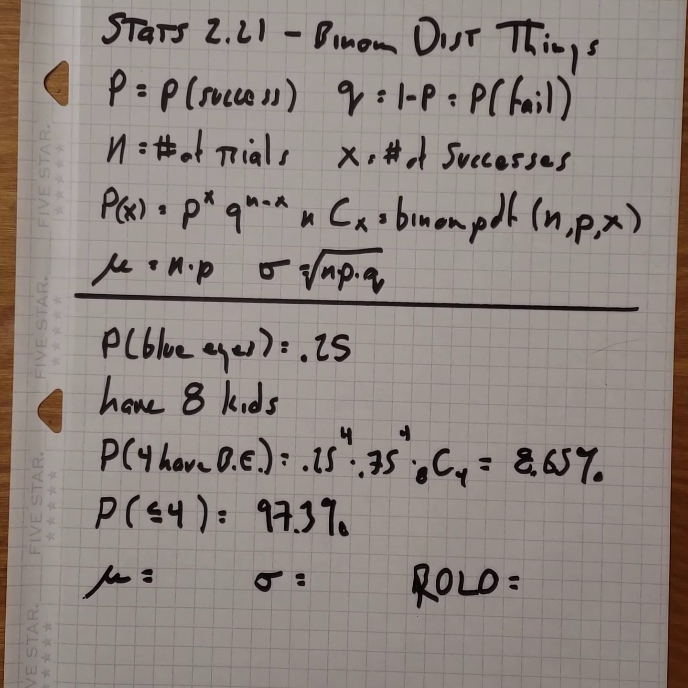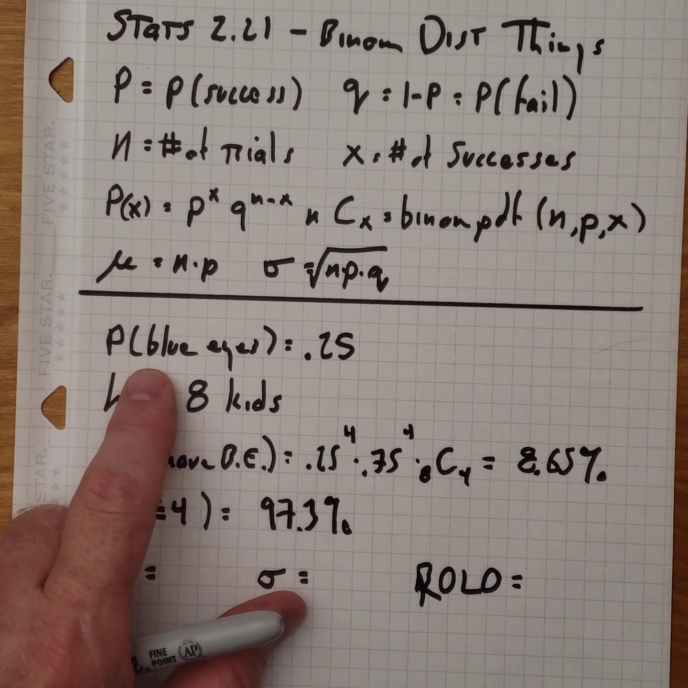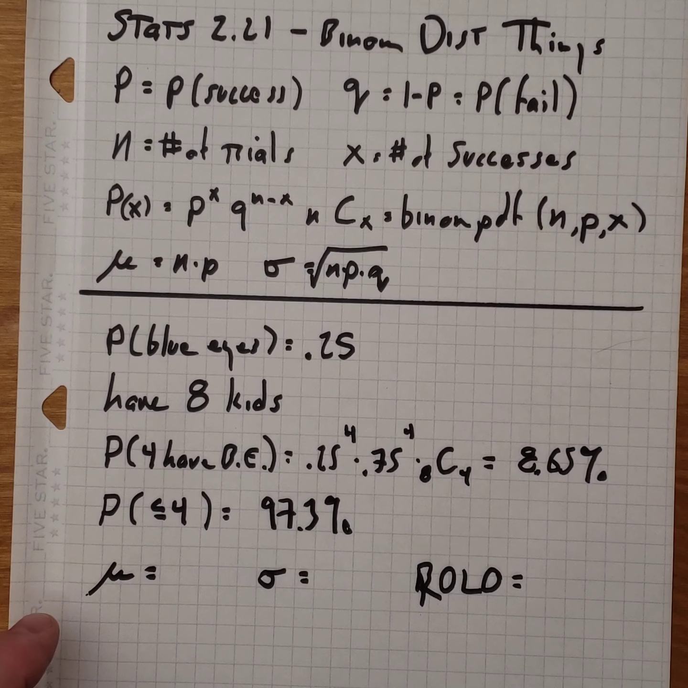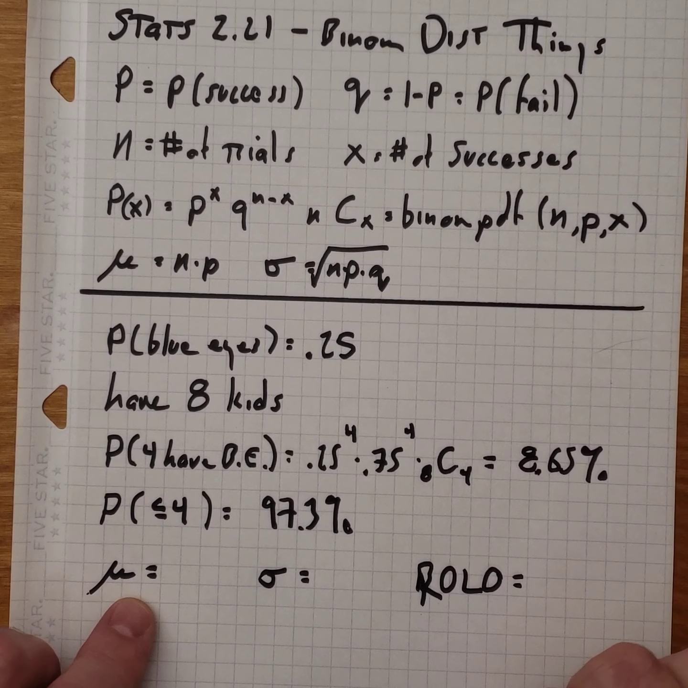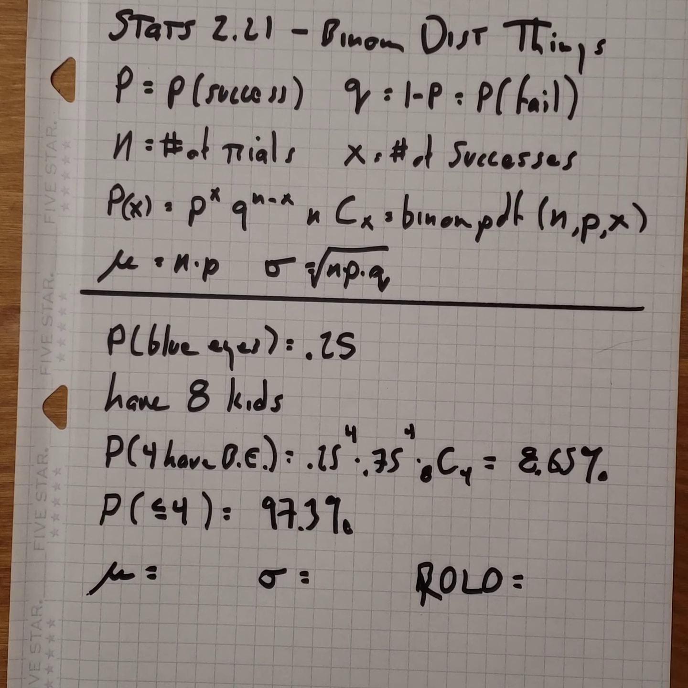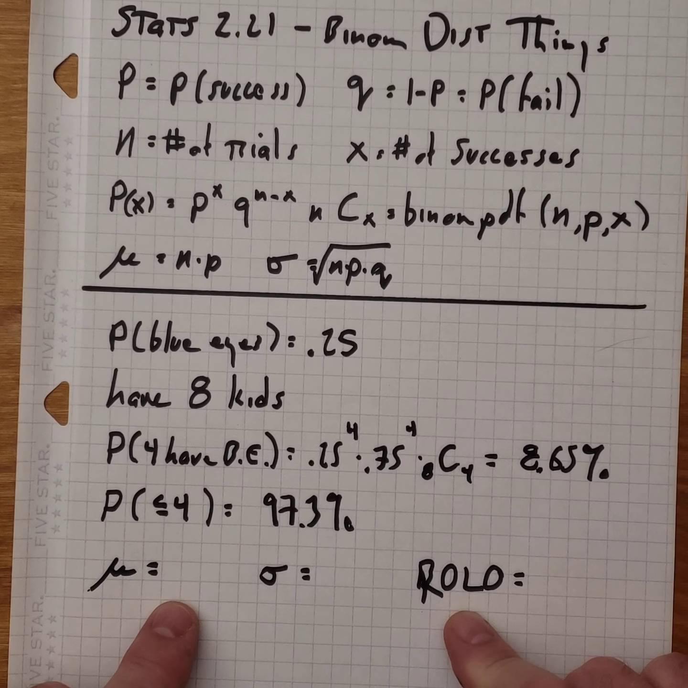Okay, so if you were going to have 8 kids, and the probability of giving each one blue eyes was 0.25, then the likelihood that no more than 4 would have blue eyes is 97.3%, meaning the probability of 5 or more having blue eyes is really, really low, only about 2.7%. Now let's look at likely outcomes. That really relates very well to this.